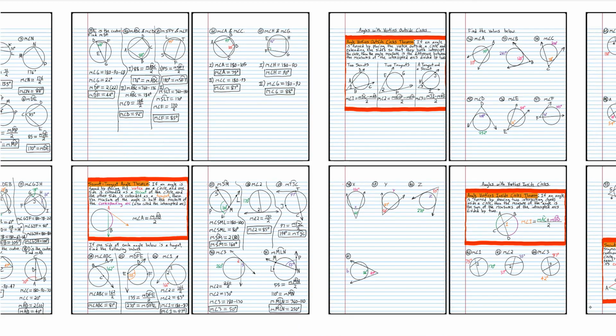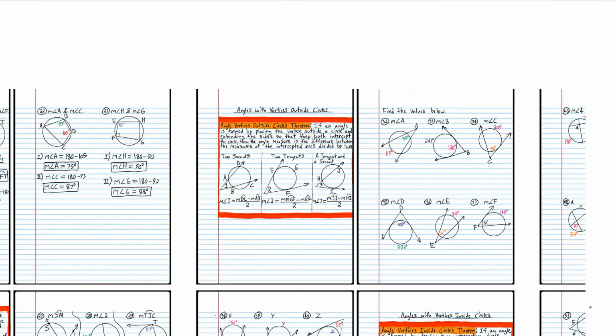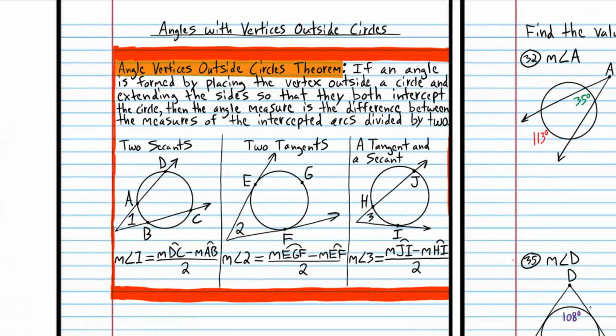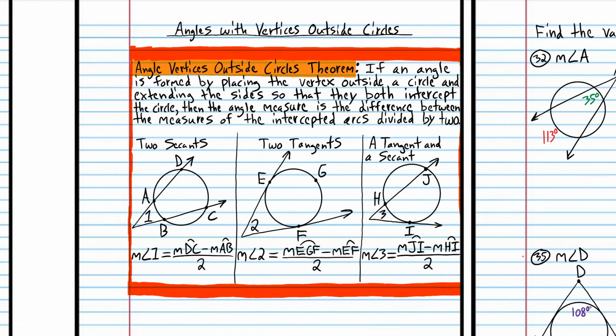We're still dealing with angles. So we're going to go to angles with the vertices outside circles. So the vertex of these angles are outside the circles. That's what we're dealing with now. So what this theorem tells us is that this intercepted arc measure minus this intercepted arc measure divided by 2 is equal to this angle here. That's all that's saying. It doesn't matter if you have secants or tangents or a secant and a tangent for the sides of the angles.